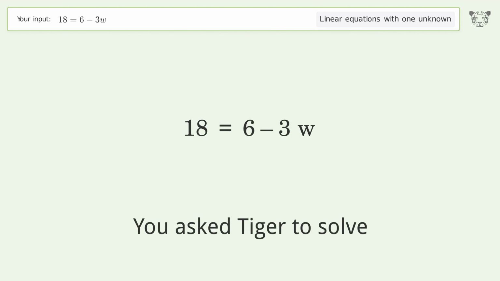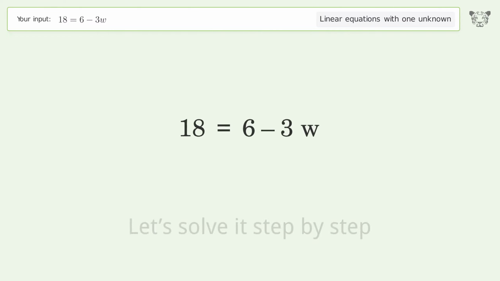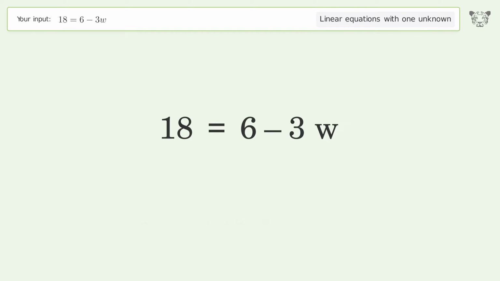You ask Tiger to solve. This deals with linear equations with one unknown. The final result is w equals -4. Let's solve it step by step. Swap sides.